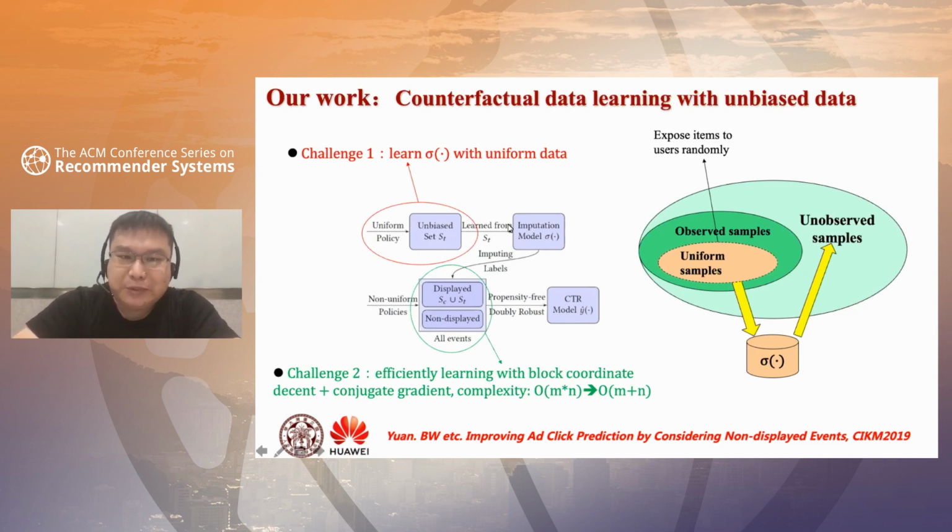With the imputation model, we can impute the unobserved samples' labels, and then we combine the displayed samples and non-displayed samples together. We efficiently learn with the block coordinate descent plus conjugate gradient method to reduce the complexity. After that, we can train our recommendation model, such as a CTR model.